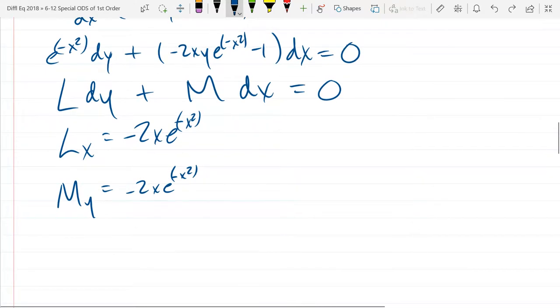How in the world do we solve exact? You do what I told you to do for exact. What did your book tell you to do? It's already equal to zero. So we anti-differentiate L and M with respect to y and x. Take the integral, and then you union those two up.